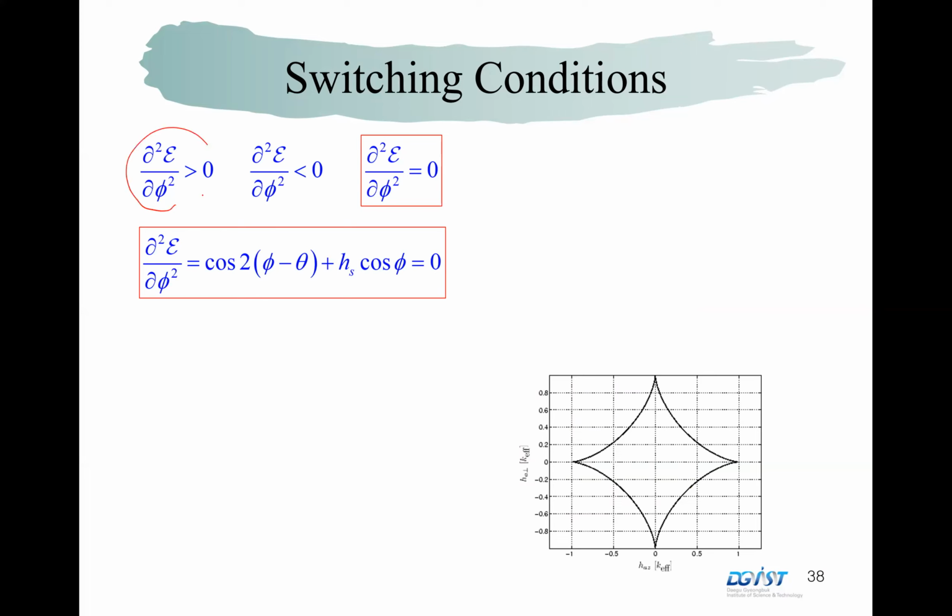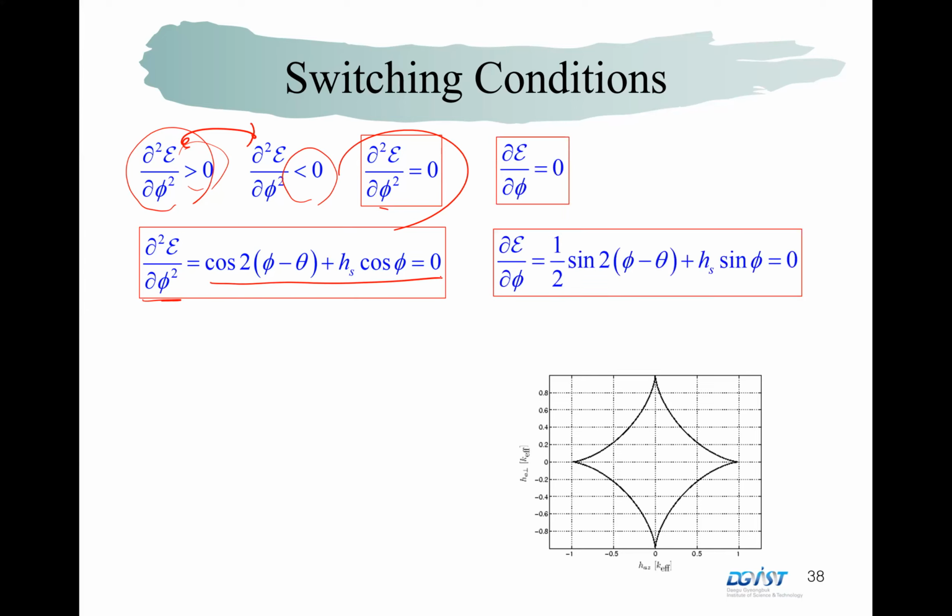When the second derivative is positive, this is stable, and when it is negative, it is unstable. So when it changes from here to here, the second derivative is passing through the zero point, right? So that is the switching condition. This is the second derivative of this general case.